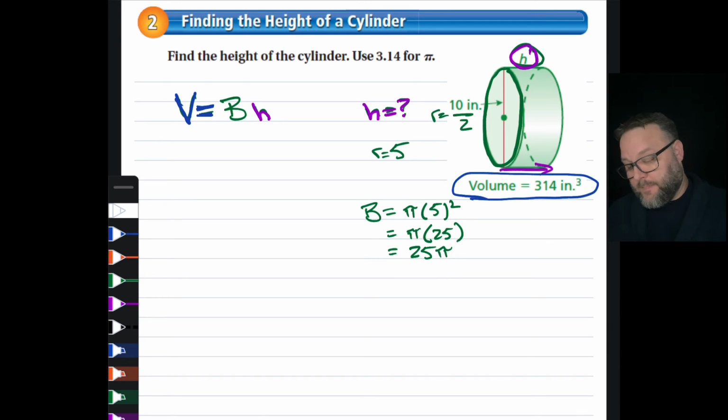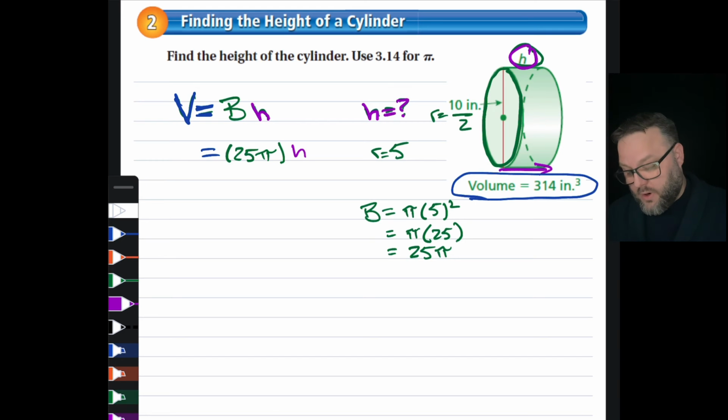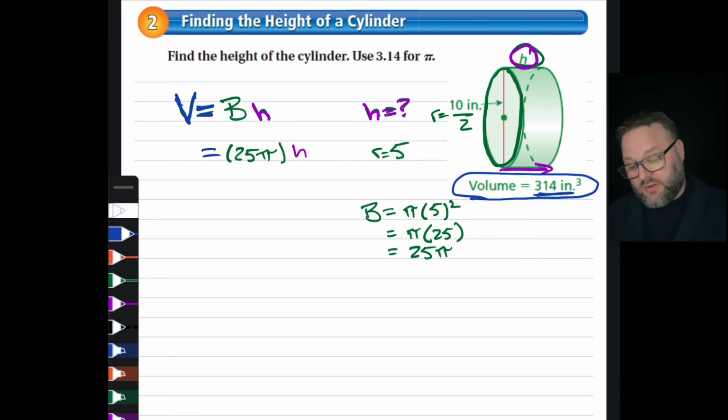All right. Off of that tangent, I can now take 25 pi and put it in here. Oh, I ended that way too early. I still don't know h, but what I do know, again, is 314 cubic inches is equal to my volume, so I can actually plug that in here. And now we just have an equation solved.